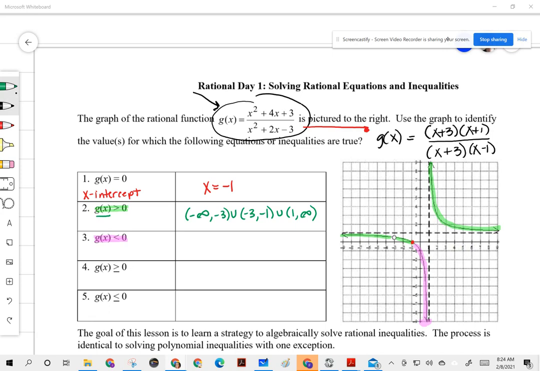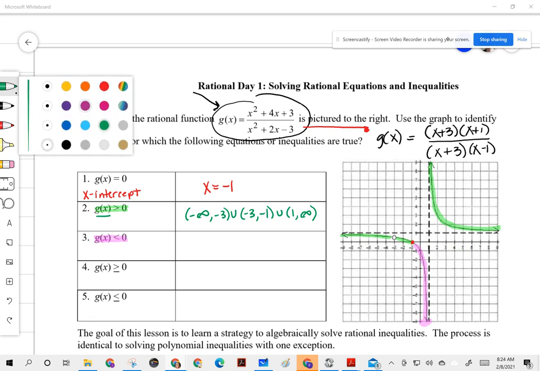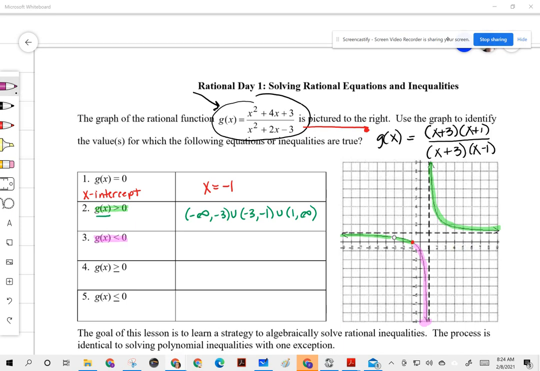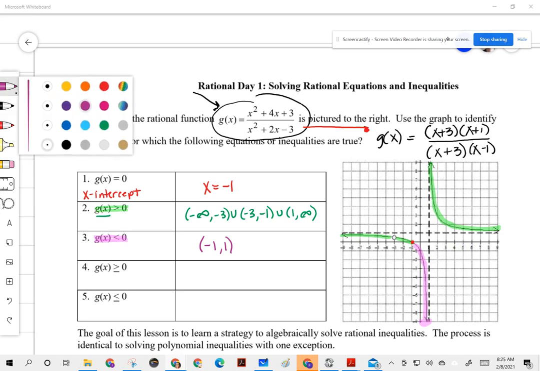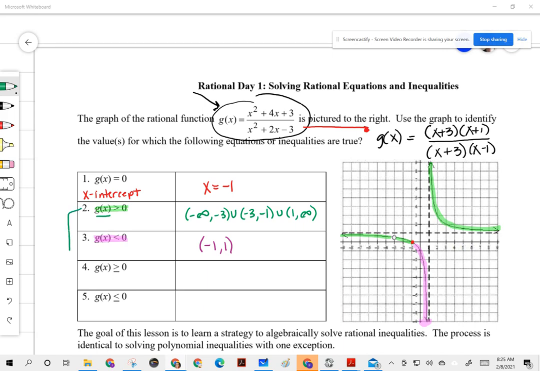Now we're going to take a look at the purple, or pinky purple, and we're looking where the function is less than 0. So the function is less than 0 from -1 all the way to +1, where that vertical asymptote stops. And now we've done this before. The only difference between 2 and 4 is that now we are including the equal to symbol. So where is the function greater than or equal to 0? Where is it above the x-axis, including the x-axis?